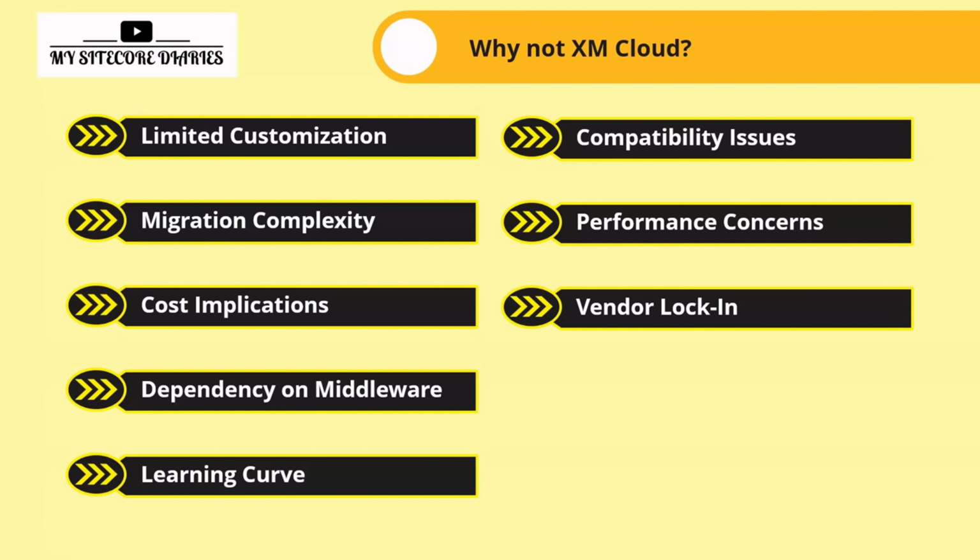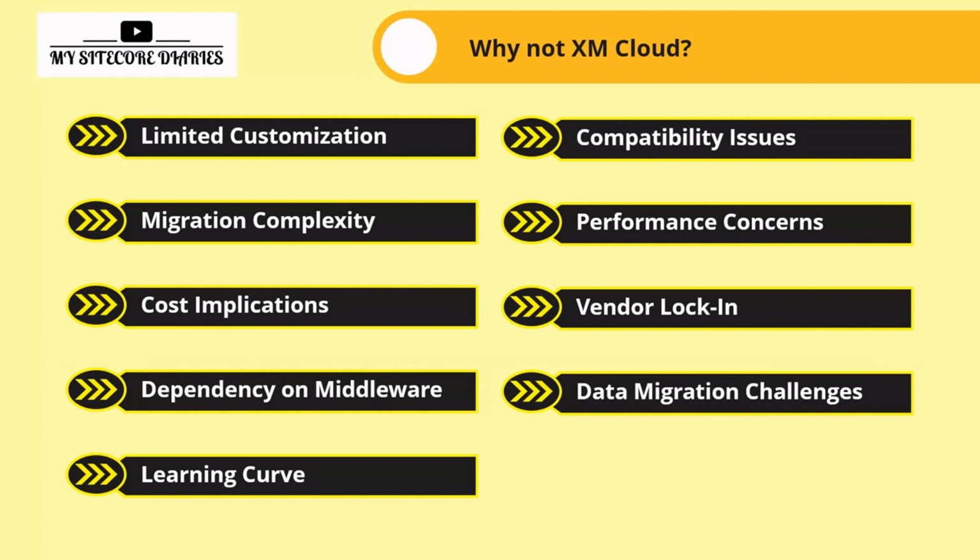Next point is vendor lock-in. As a SaaS platform, XM Cloud ties you to the Sitecore ecosystem, potentially limiting flexibility in choosing an alternative solution. So you will be locked in with Sitecore only, and it will create a dependency on the vendor. For all SaaS products, vendor lock-in is a problem. Data migration challenges. Migrating large volumes of content and configuration from XP to XM Cloud can be challenging, especially if your data structure is highly customized, then it will be even more challenging.